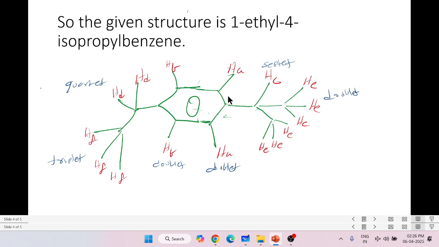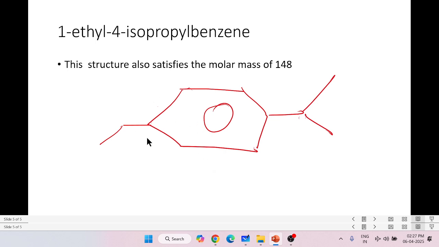Moreover, between HB and HA, HB will be relatively upfield compared to HA. Why is that? Because HB is ortho to the ethyl group, while HA is ortho to the isopropyl group. The ethyl group has a greater plus I effect, which means it increases the electron density on its ortho position, and therefore HB will be relatively upfield compared to HA. Moreover, this molecule also satisfies the molar mass of 148.